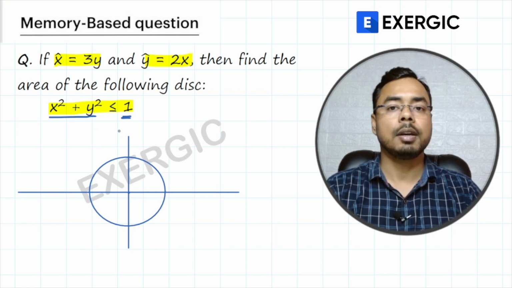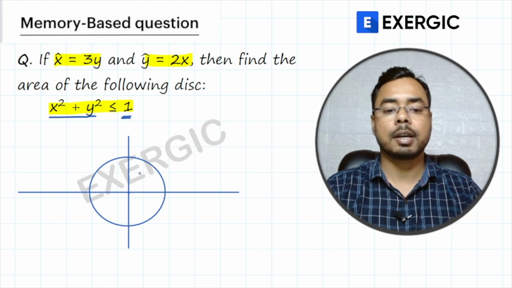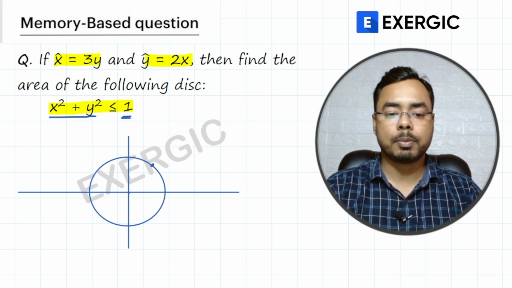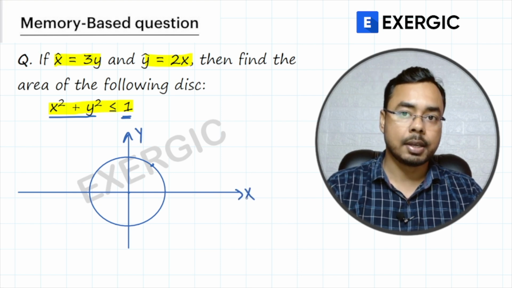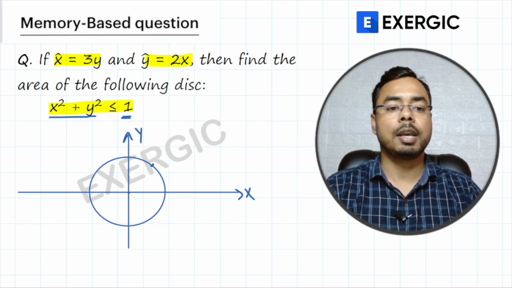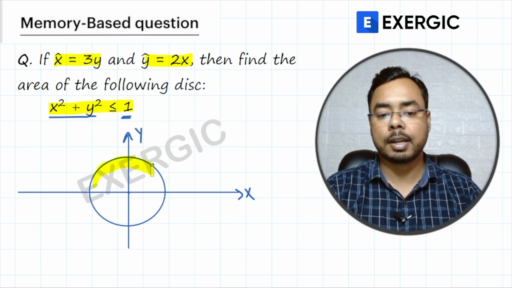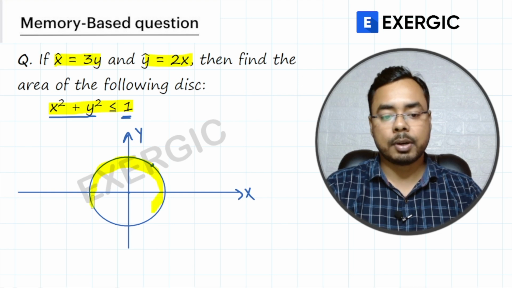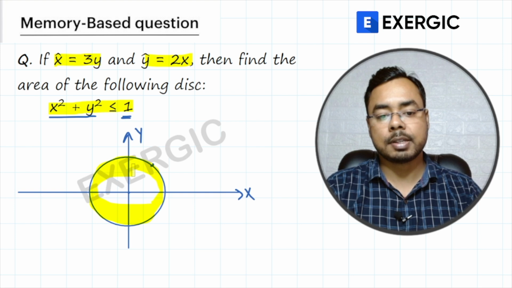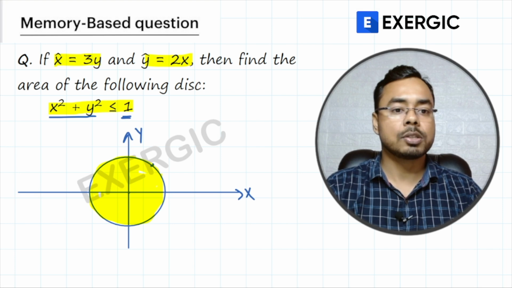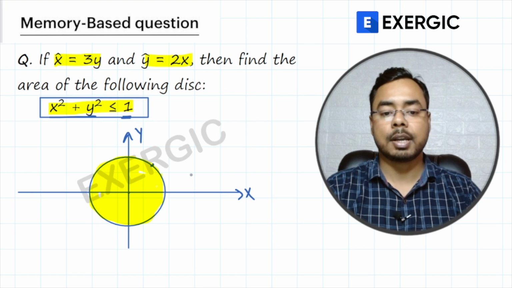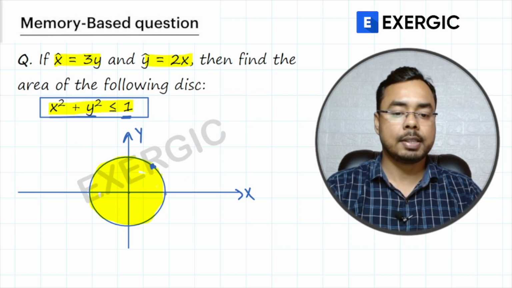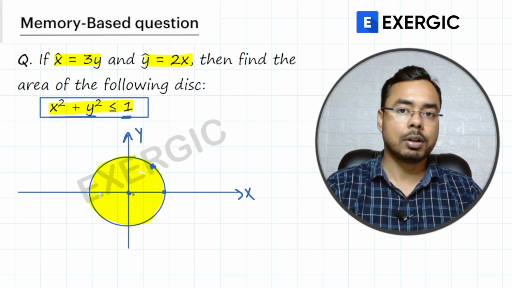If it was greater than 1, then it will represent a point outside the circle. If it is equal to 1, then it will represent a point on the circle. And if it is less than 1, then it will represent all the points which are inside the circle. So basically, this inequality x square plus y square less than or equal to 1 represents this collection of points, all the points which are either on the circle or inside the circle, right? So it will cover all those points.